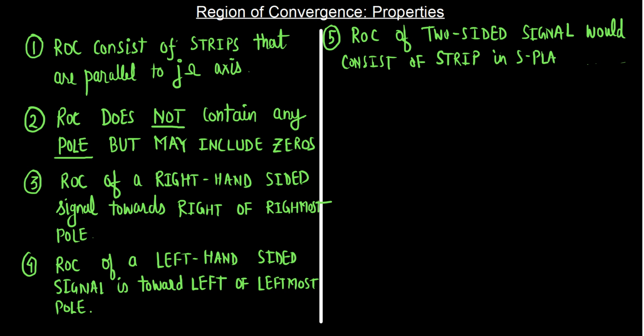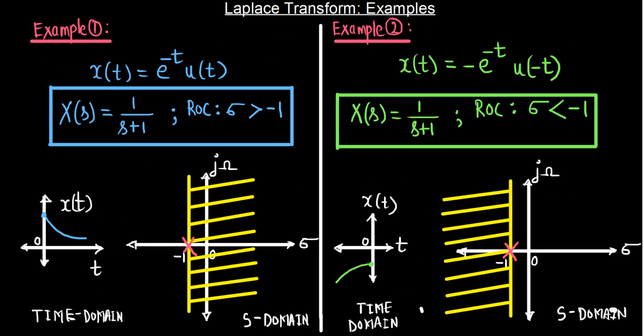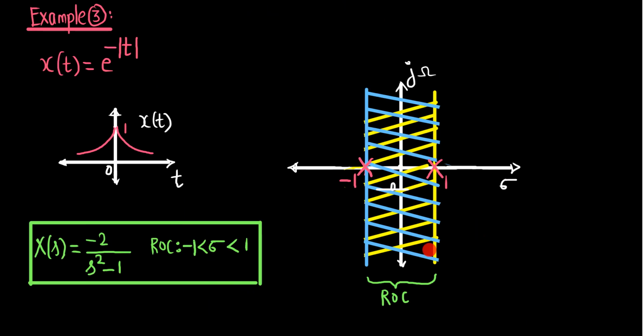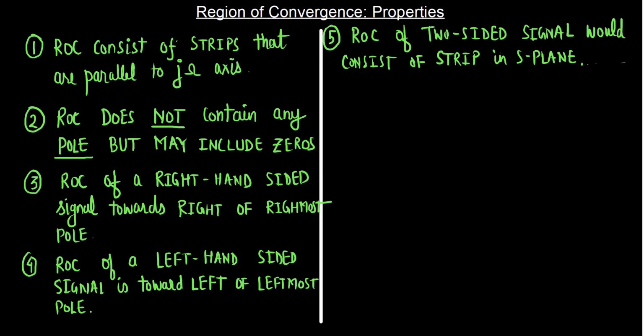This is unlike the previous examples that we have seen. For the left hand sided signal, as we have it here, the region of convergence is tending towards infinity. It is moving towards left, but tending towards infinity. For the right hand sided signal it is again rightwards, moving towards infinity. But for two-sided signals it is strictly between those two poles, and it is a kind of strip parallel to the j omega axis in the S-plane. So that's what is written here: the ROC of a two-sided signal would consist of a strip in the S-plane. And for left and right hand sided signals, the regions of convergence are going to be towards infinity. So that is the property of region of convergence for two-sided signals.